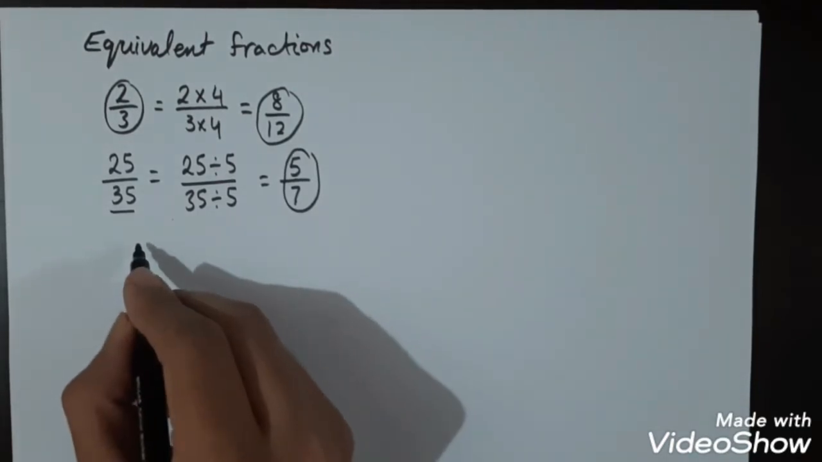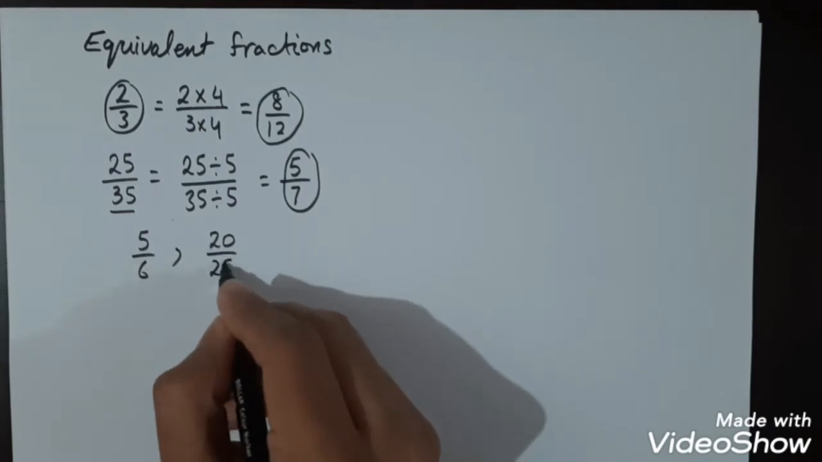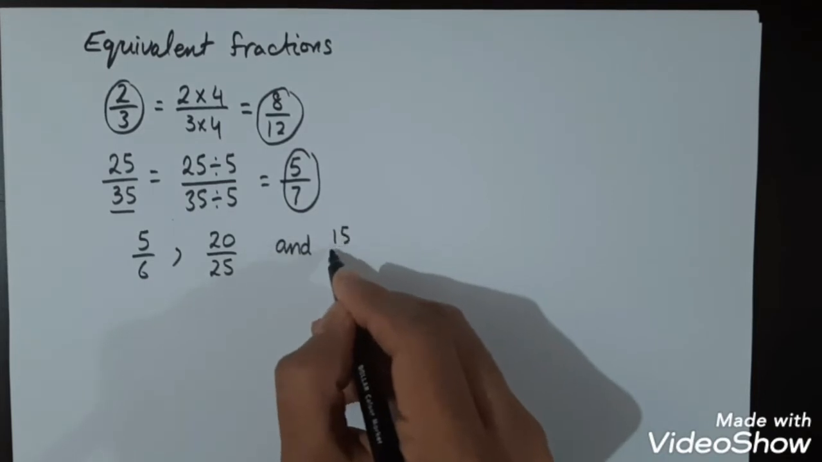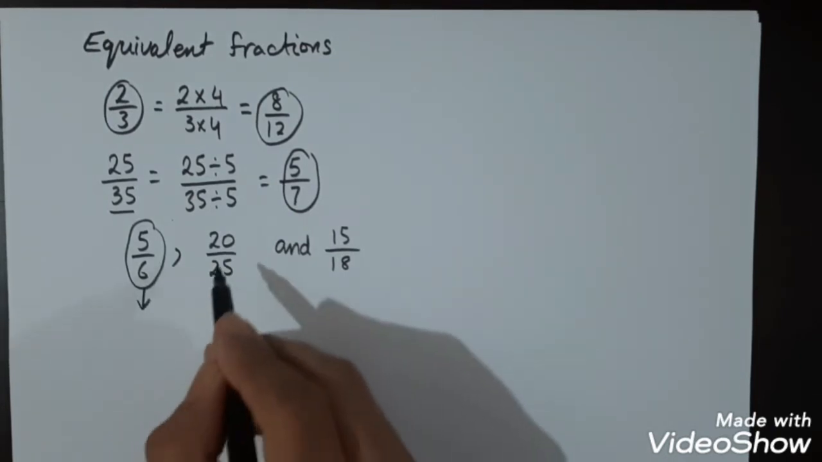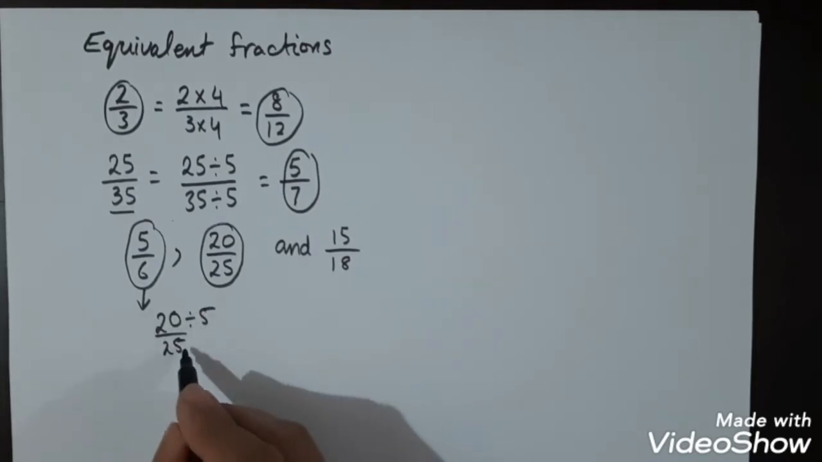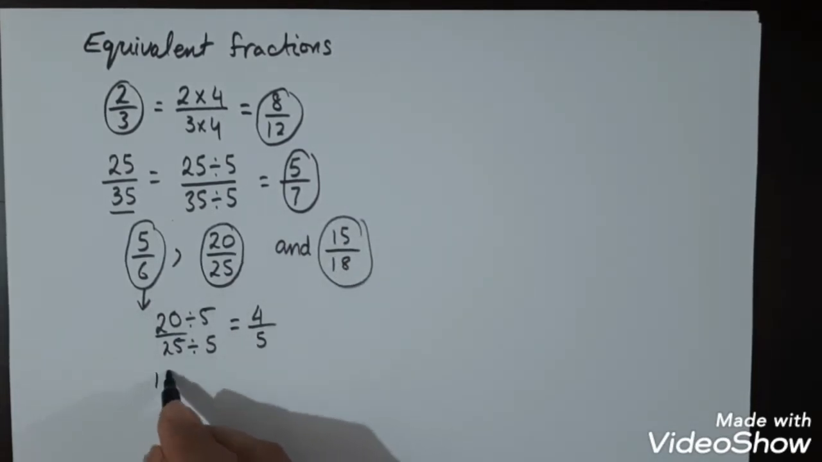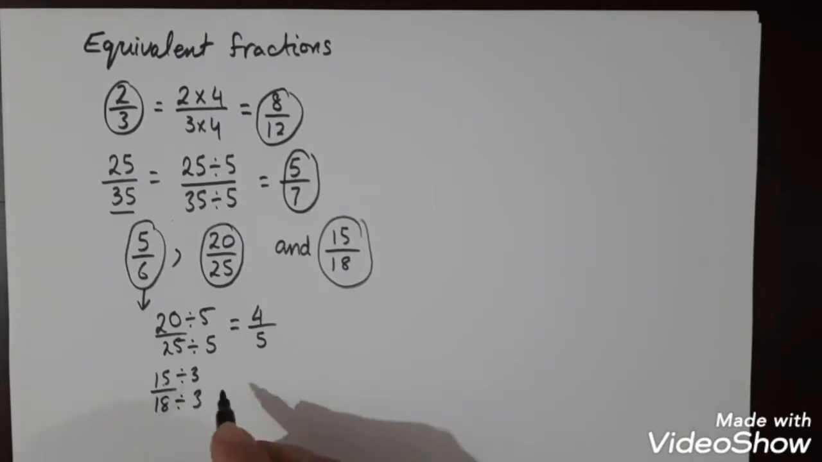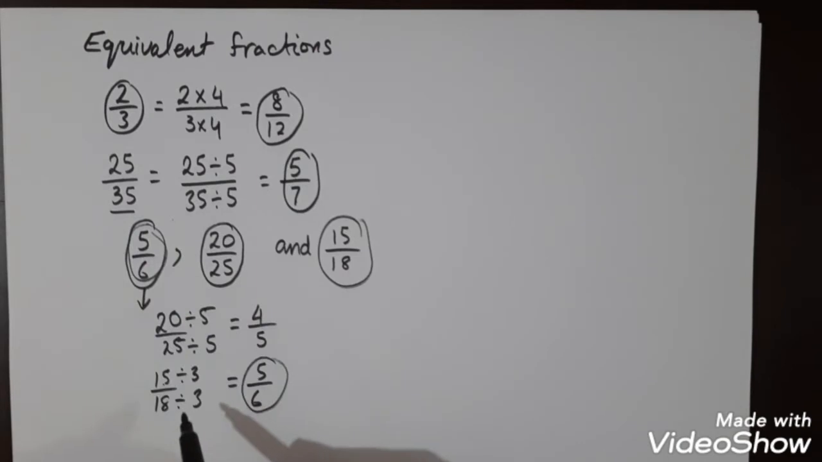For example, if we have three fractions, which are 5 over 6, then 20 over 25, and 15 over 18. So 5 over 6 is already simplified, so we'll leave it as it is. Then we will simplify 20 over 25, divided by 5 and divided by 5, which will be 4 over 5, since 5 4s are 20 and 5 5s are 25. And for 15 over 18, we divide by 3, because 15 and 18 are both multiples of 3. So we'll write 5 over 6, since 3 5s are 15 and 3 6s are 18.